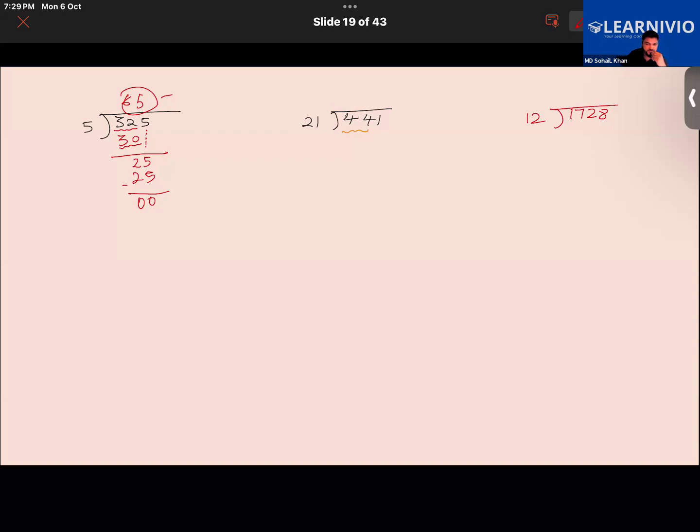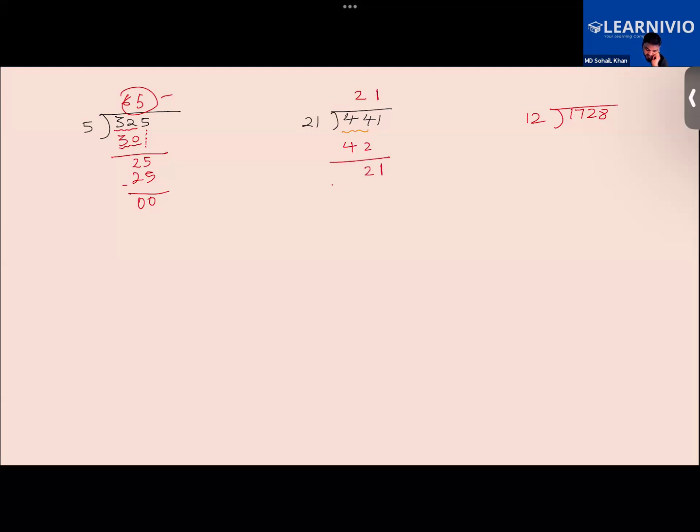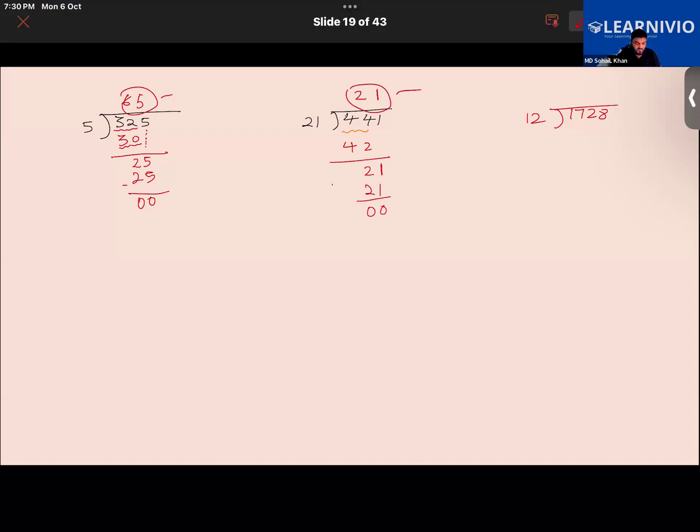It is 21. Very good. The remainder is 1? No, there won't be any remainder. See, 21 twos are 42. 44 minus 42, so you are having 2 here, and that's 1 over here. 21 ones are 21, right? So it's 21 only, no?